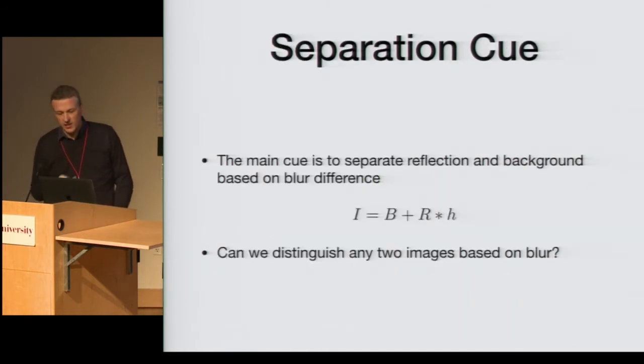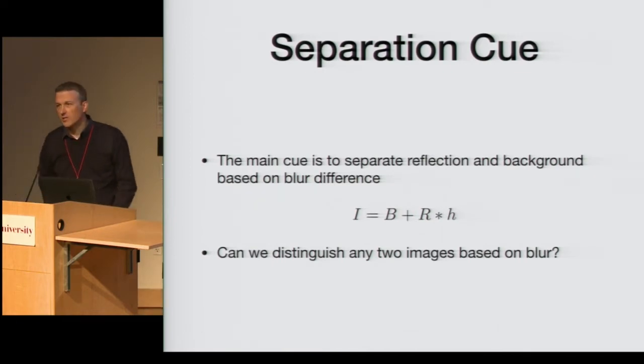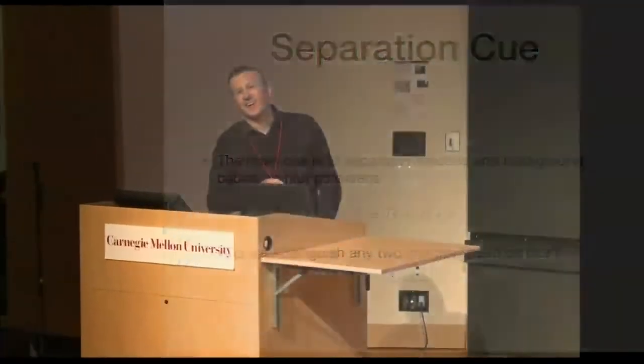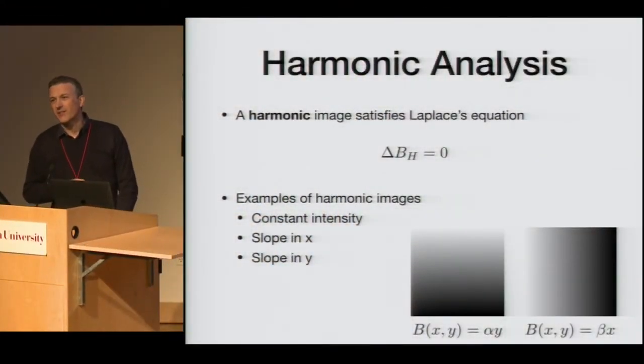So the next question we can ask is, well, if I'm given this image formation model, then can I really distinguish any B and any R convolved with H? Or are there images that actually cannot be distinguished, cannot be separated in an unambiguous way? Turns out that the answer is no. Sorry, yes. There are images that are ambiguous. And this family of functions are the harmonic functions that satisfy Laplace equation.